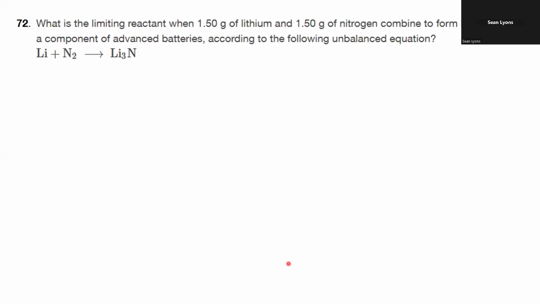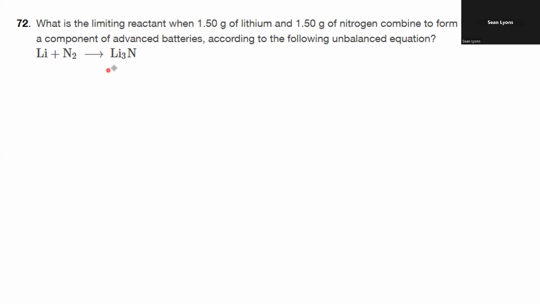And then I think this is the last one I have, but what is the limiting reactant when 1.5 grams of lithium and 1.5 grams of nitrogen are reacted together to form lithium nitride? And then with this equation, again, like I mentioned with the previous one, we always want to make sure we've got the balanced chemical equation. This one kind of gives you a little bit of a hint: unbalanced equation.